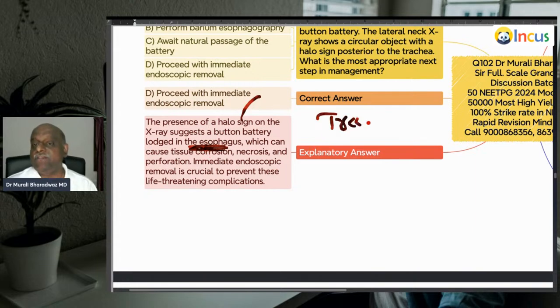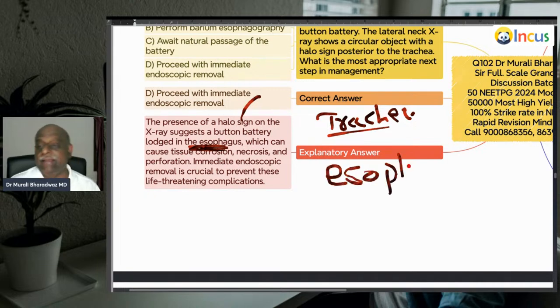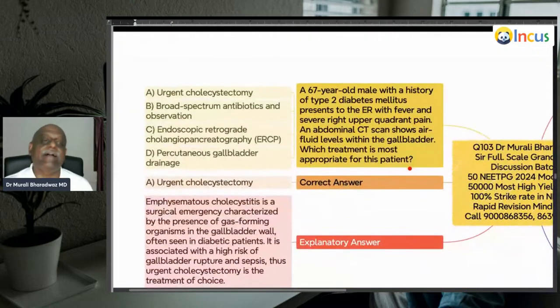What is behind the trachea? Behind the trachea, it is here. It is the esophagus, dear. They have gone into the esophagus. Button battery is what you need to identify.